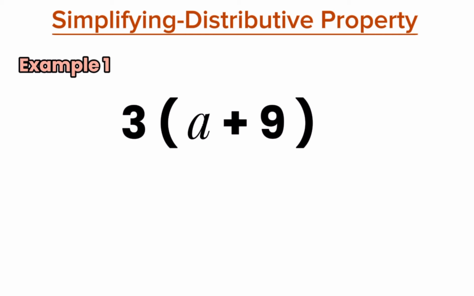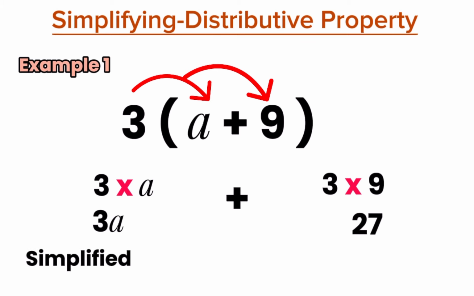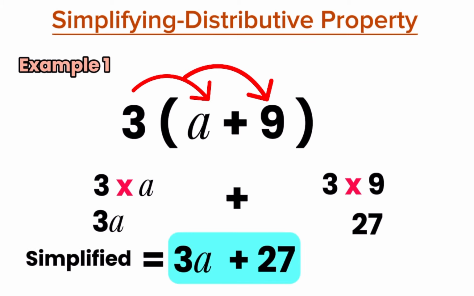With 3 times (a plus 9), 3 is the outside value that is going to be shared with the a variable and the number 9 by multiplying with them. So, 3 times a becomes 3a, plus 3 times 9, which is 27. Therefore, when 3 times (a plus 9) is simplified, the answer is 3a plus 27. Very simple, very mindful.